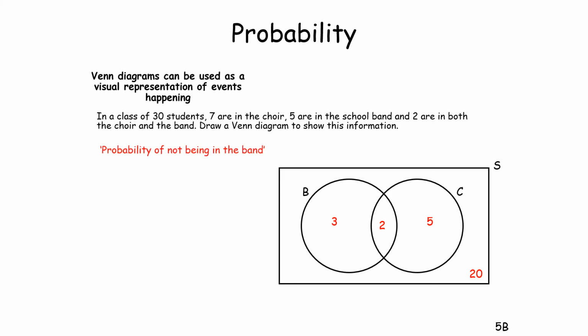Okay, so let's work out the probability of not being in the band. So probability not B, well, it's just going to be 1 minus probability B. So 1 minus 5 over 30, because the probability of being in B is 5 out of 30. So the answer to the probability of not B would be 25 over 30, which you could simplify as 5 over 6.